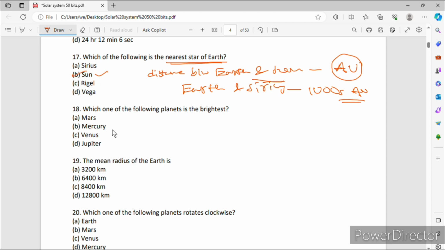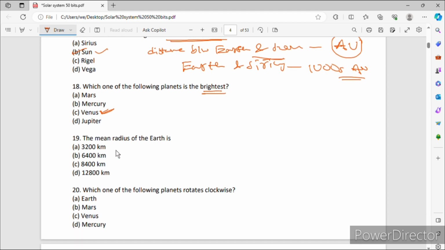Next question, if you see, which one of the following planets is the brightest? The options are Mars, Mercury, Venus and Jupiter. So the answer is C, that is Venus. Venus is the brightest because it has a thick layer of atmosphere. Due to this, most of the sun rays falling onto this atmosphere will be reflected back. That is the way it is glowing. So that is called brightest.